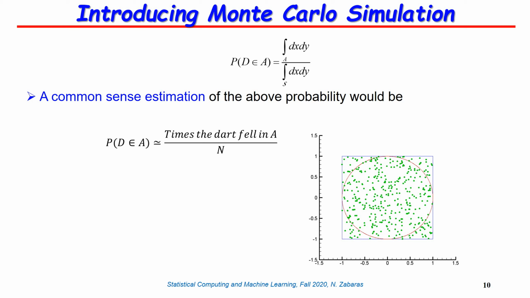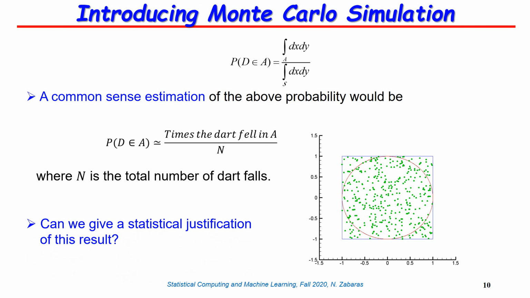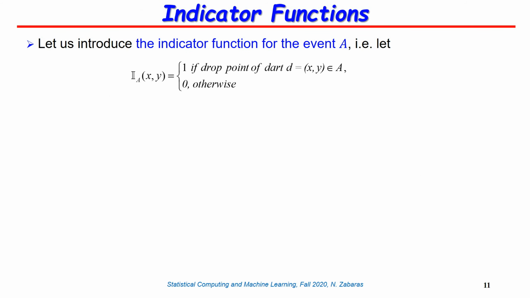So the question now is, where is this result coming from, and is there any statistical interpretation of this common sense answer that you see there? Is there any statistical interpretation why the probability that you will hit the circle is the number of times that the dart landed inside the circle divided by the total number n of this experiment where you're throwing the dart on the square? Let me see this briefly, and formally see the statistical interpretation.